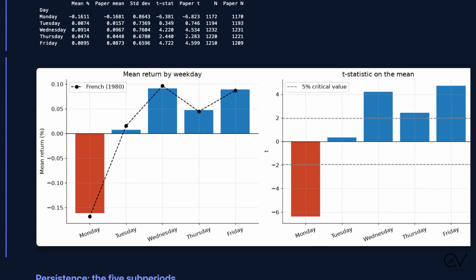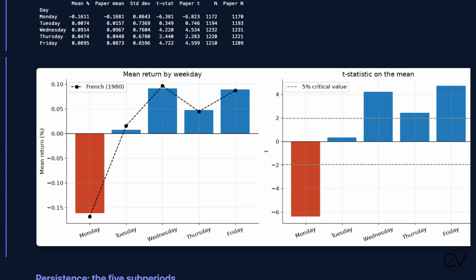Monday minus 0.16 against the paper's minus 0.17. Wednesday and Friday both strongly positive. The black dashed line is French's published series, and our bars sit underneath it almost exactly. Look at the right-hand panel, because that is where the result lives.